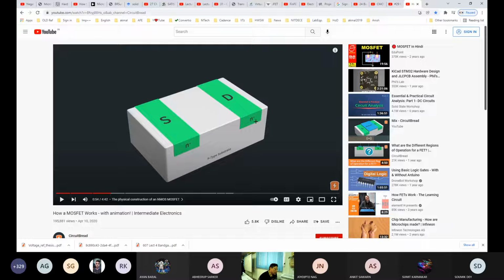Remember in the last class I said that the MOSFET is symmetrical. So one can use this as drain, this as source, or this as drain and this as source. So source and drain are not rigidly or strictly defined. One terminal can be used as source, the other terminal can be used as drain.